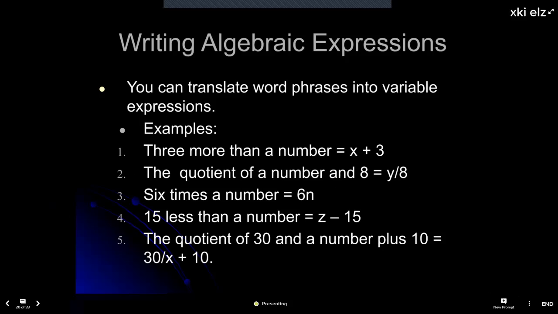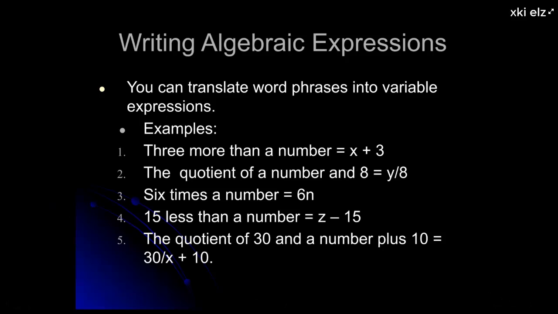All right, writing algebraic expressions. You can translate word phrases into variable expressions. For example, 3 more than a number means you'd have x, or whatever variable you so choose. You have x plus 3 because you want to take that number, that mysterious number, and make it 3 more, so you add 3 on.